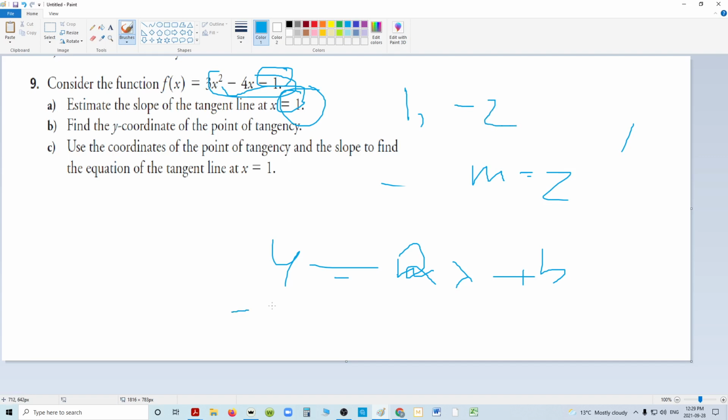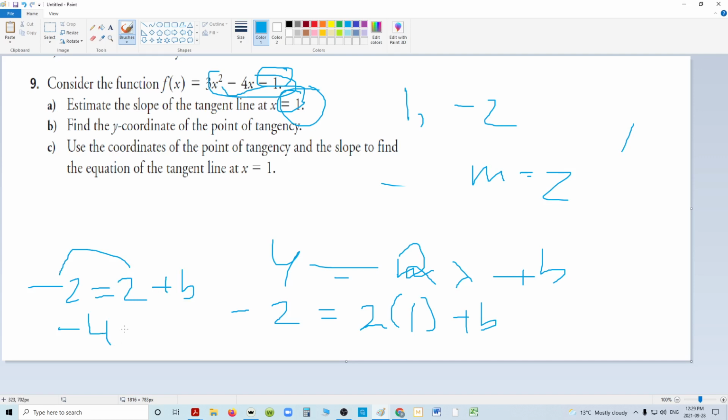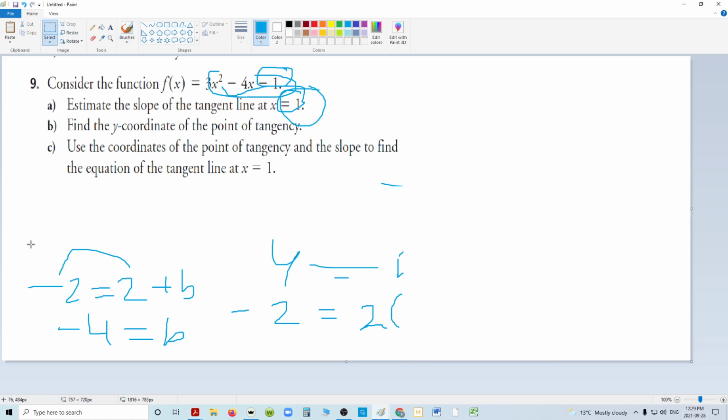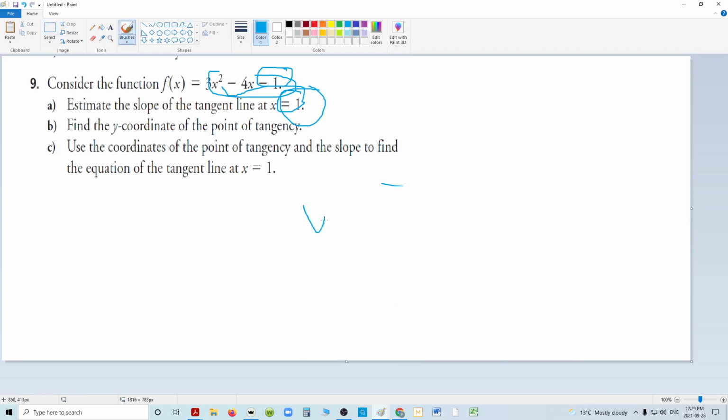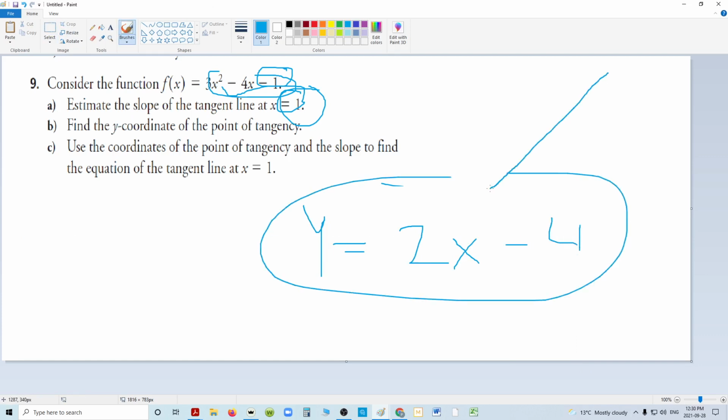Okay, so that means minus 2 is equal to 2 times 1 plus b. So minus 2 is equal to 2 plus b. Bring the 2 to the other side. Minus 4 is equal to b. So that means the formula for this line is going to be y is equal to 2x minus 4. And that line will create a tangent line that touches the parabola right where we want it.